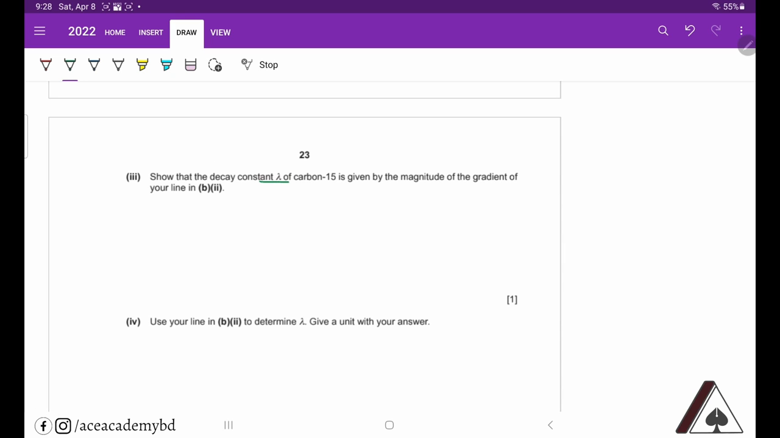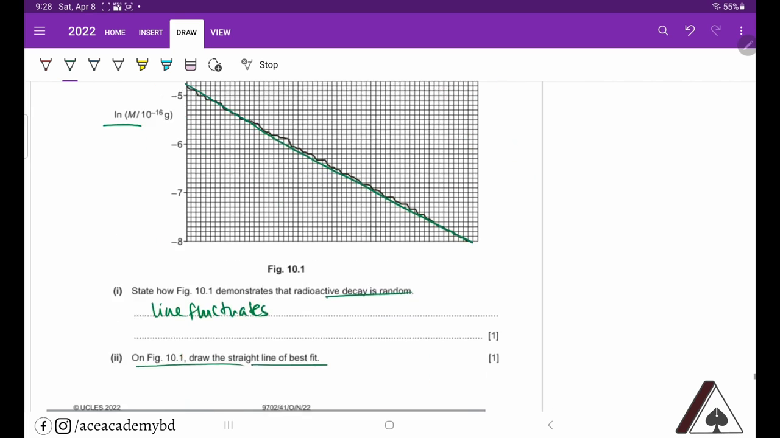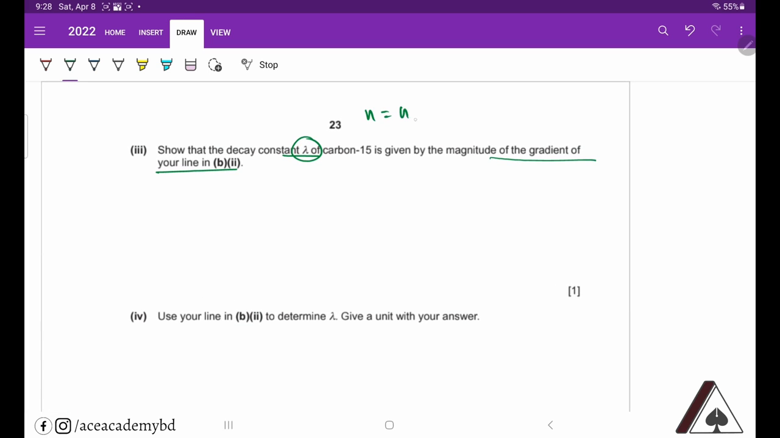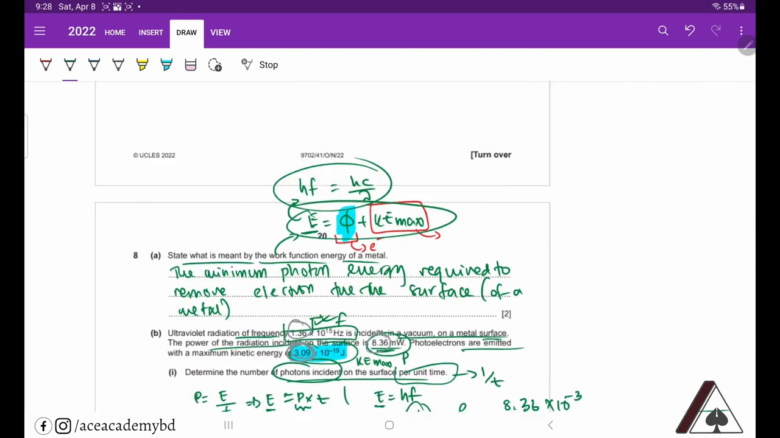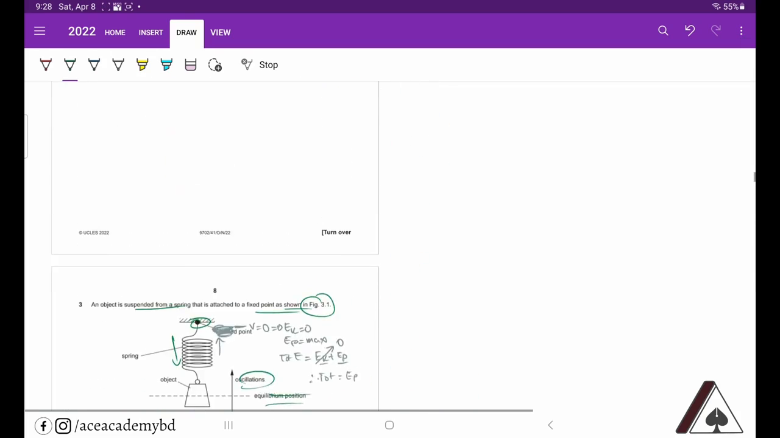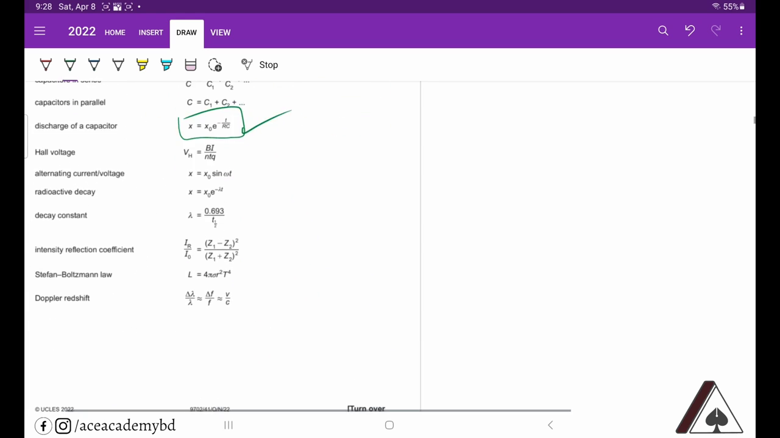Next part, it says, show that the decay constant lambda of carbon-15 is given by the magnitude of the gradient of your line. So over here, this graph basically shows the relationship of ln m against t. So we know the formula for radioactive decay: N equals N naught e to the power minus lambda t. This can be used for any kind of radioactive decay. I think this formula is given in your data booklet as well.